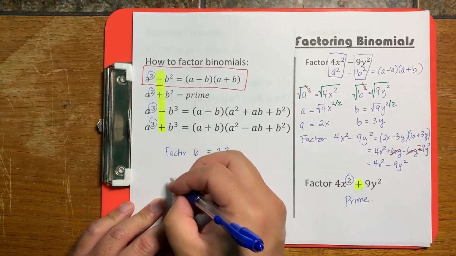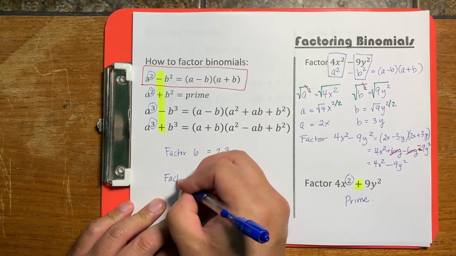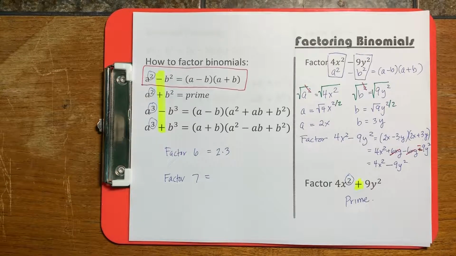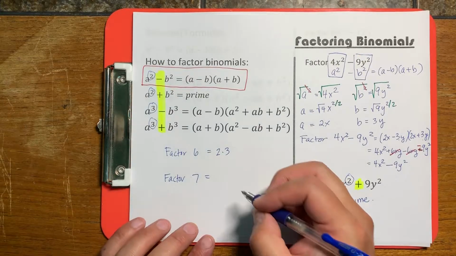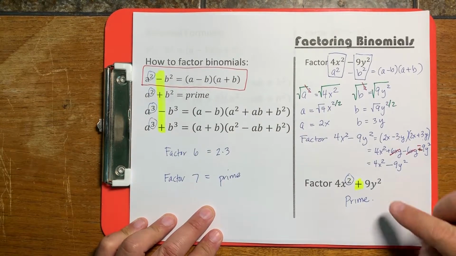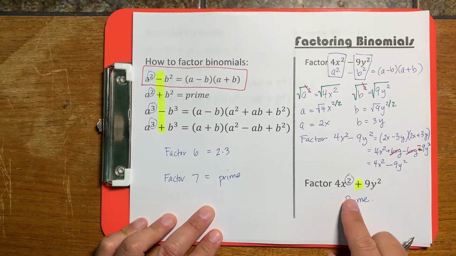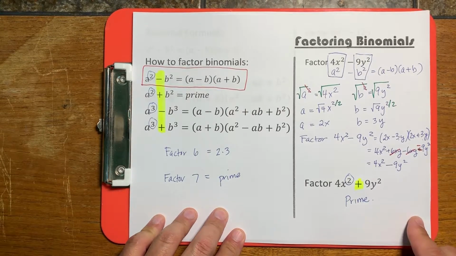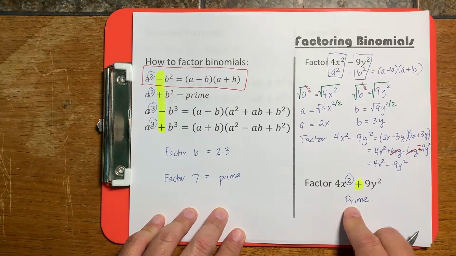Now, if I was to ask you the same question to factor 7, you would tell me, oh, you can't factor it. And the reason why you can't factor it is because it's prime. So this is not factorable because this is prime. Sometimes books will say not factorable, but in our book it says prime.